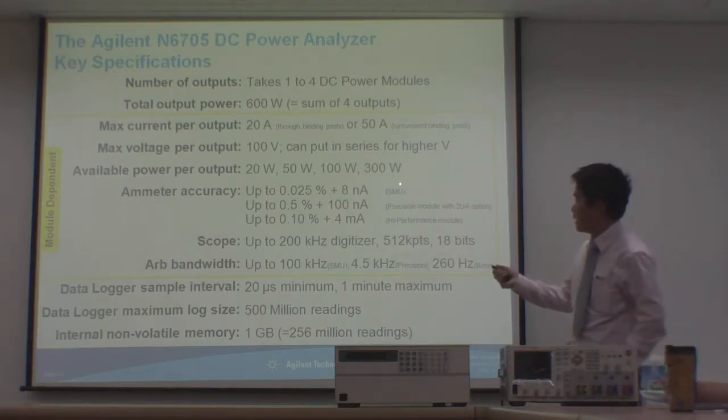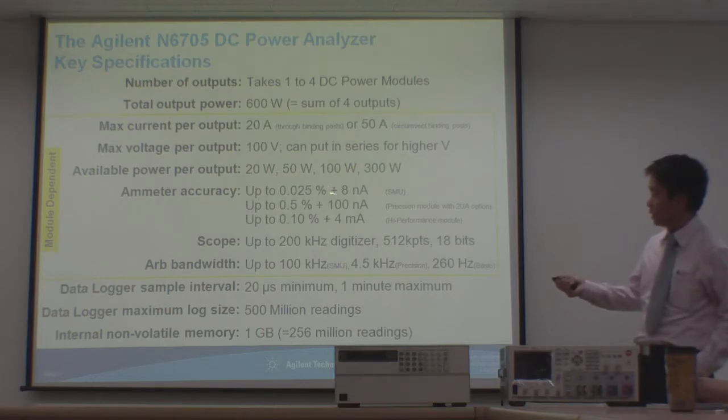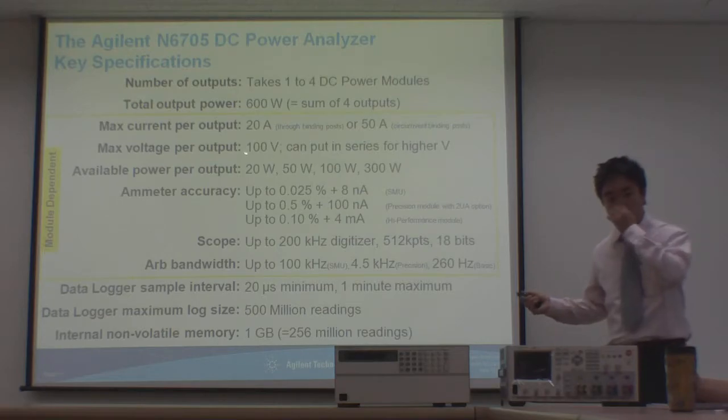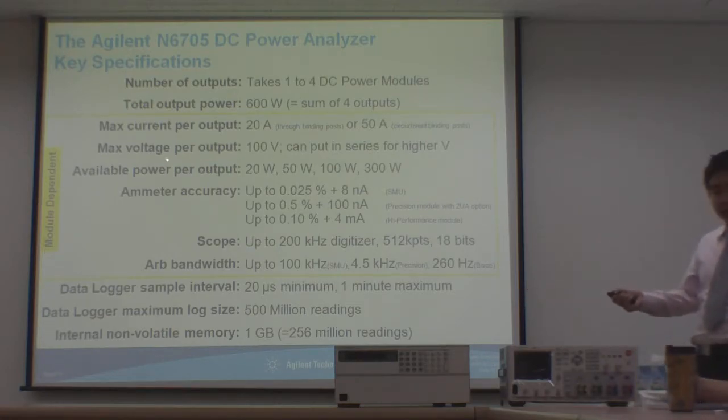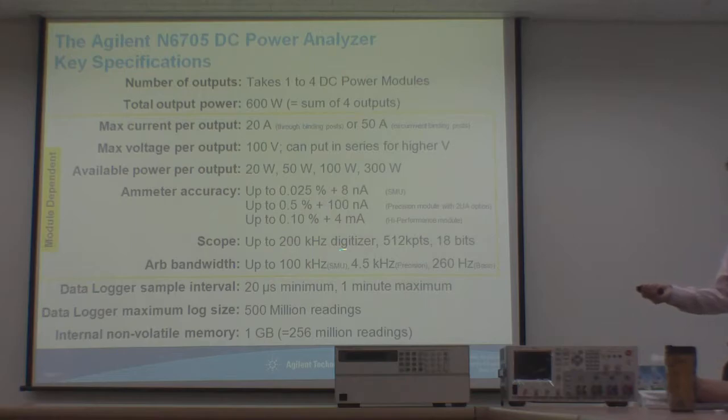On the extreme end, for our source measure unit modules, we go all the way down to the microamp area. So you can measure really low current, down to microamps, with an 8 nanoamp error offset. And that's our highest performing module. For the scope, the bandwidth is a max 200 kilohertz digitizer, so you can measure at a 200 kilohertz sampling rate.